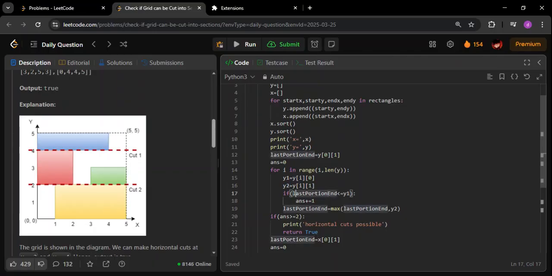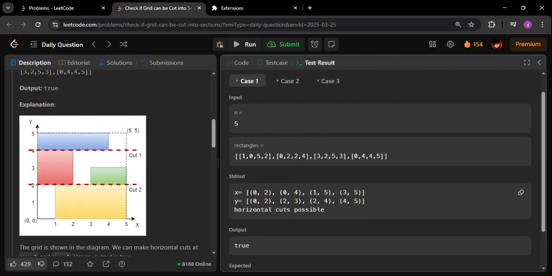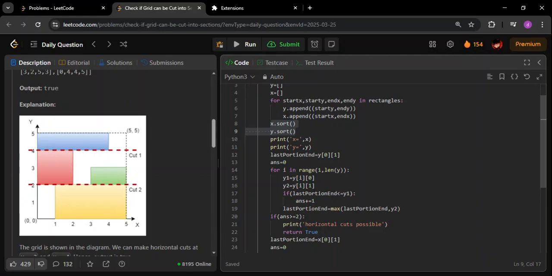Then I'm just checking the last portion end, that is the end of the last rectangle that we have seen. Remember, the sorting part is also there. I did not specifically mention this part, but sorting plays a very important role, because now we can understand which rectangle is starting first and then ending. So now we have a sequence in which the rectangles are getting started and ended, based on their coordinates. This part is again very important, which I did not specify, but in yesterday's question we have seen this part in detail.